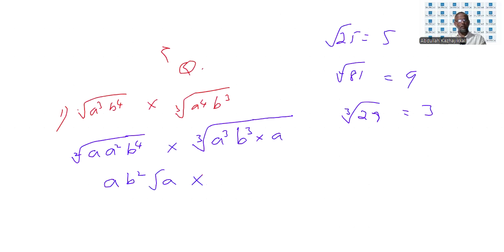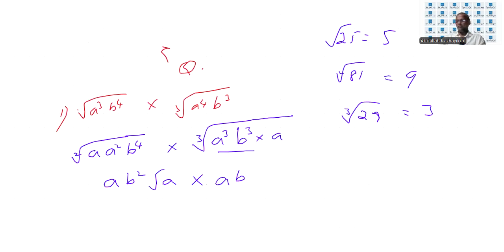Square root of A is not A. Square root of A square is A. Square root of B raised to 4 is B square. B square into B square is B raised to 4. Now here, we know AB into AB into AB means AB all cube, A cube B cube. That means square root of A cube B cube means AB.